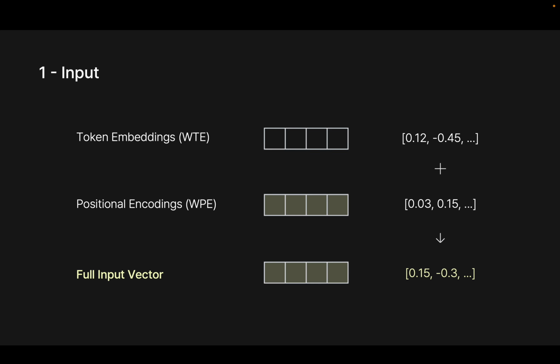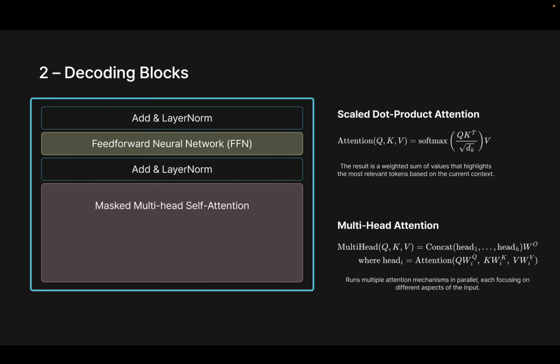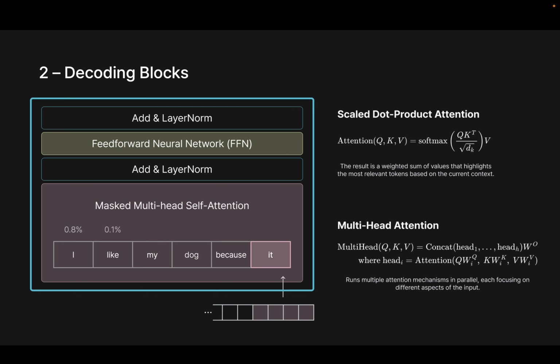Now, let's zoom into a single decoder block. Each decoder contains three main components: masked multi-head self-attention, feed-forward neural network, and add and layer norm. One of the most important components here is the masked multi-head self-attention layer. This is where the model learns context by looking at previous tokens. This attention mechanism allows the model to capture the relationship between words. And by using multiple attention heads, the model can look at different types of relationships in parallel.